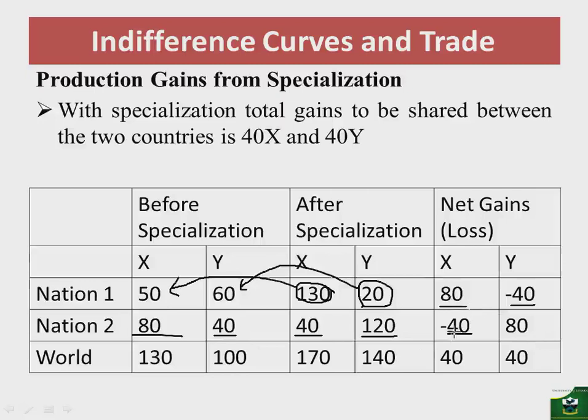And if we add the two for commodity X, for nation 1 and nation 2, we see that the total gain will be 40 for X, and then here we also see that the total gain will be 40 for Y. Now then, how do we distribute these commodities between nation 1 and nation 2? And that will show us the gains for each nation. Okay, so let's show the consumption gains from trade.